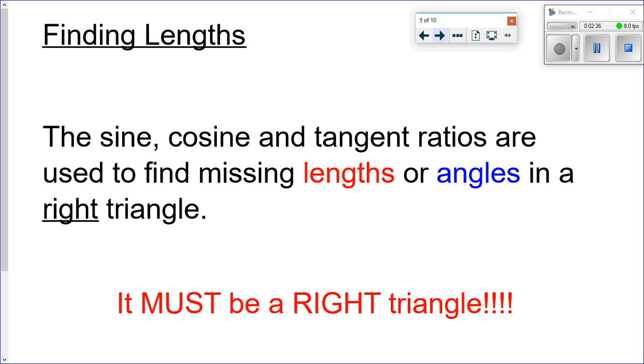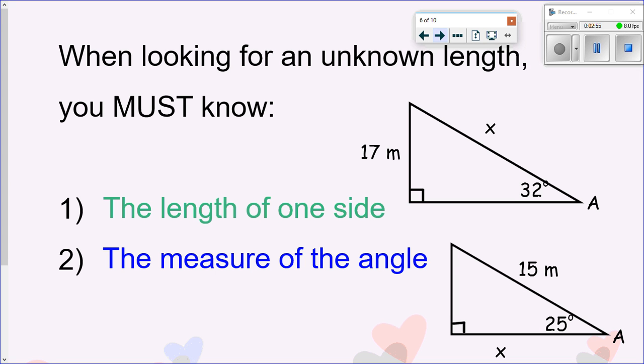Now, when you're finding lengths, you need to have a right triangle. But as I said last class, sine, cosine, and tangent ratios are a way of connecting lengths to angles. So we can use them to find missing lengths or missing angles. If you're looking for an unknown length, you must know an angle other than the 90 degrees and at least one of the lengths.